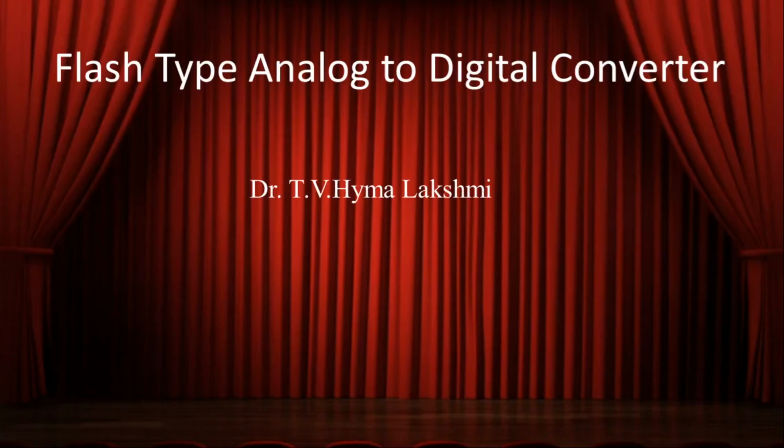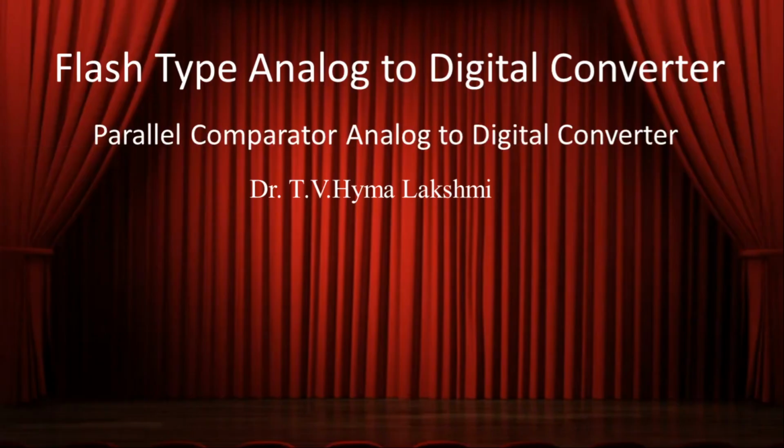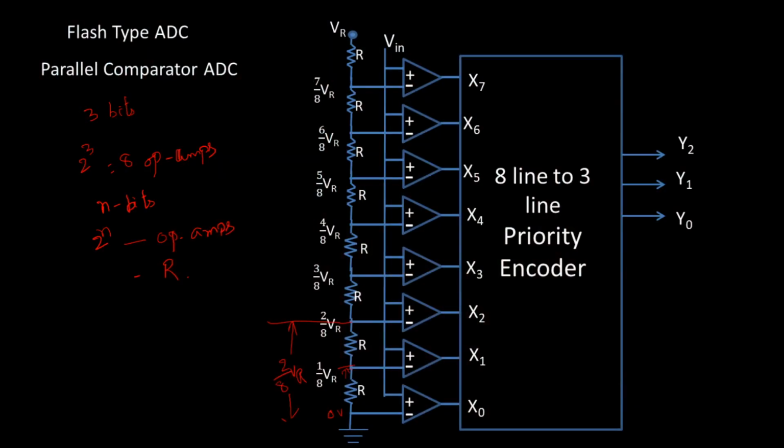In this video, I would like to explain the working of the flash type analog to digital converter. It is also called a parallel comparator analog to digital converter because it has a parallel combination of comparators. It is called a flash type converter due to its fastest operation. Due to the fastest operation, it is called a flash type analog to digital converter.